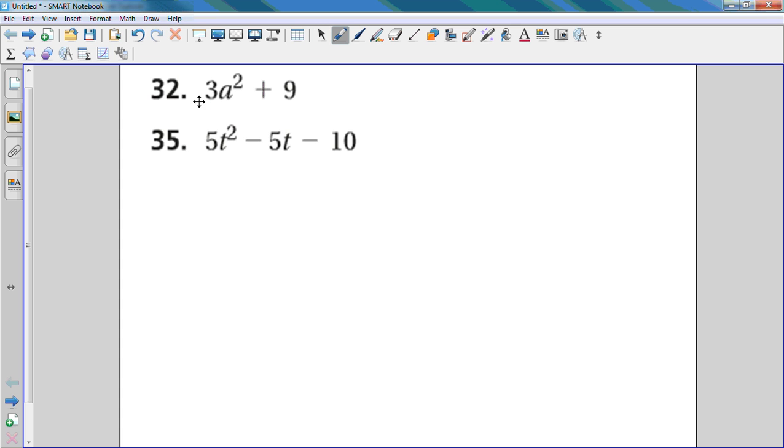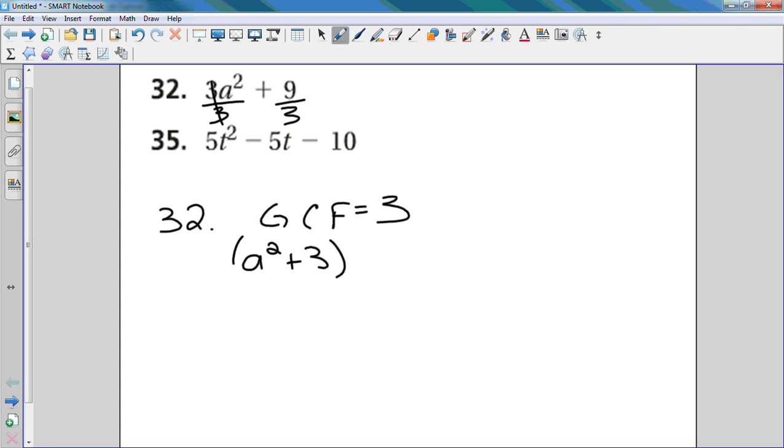So that's your first answer for number 32. They asked for your greatest common factor. So you would put GCF is 3, divide both sides by 3, and I'm left with a squared plus 3. So if I would distribute that 3, now, a squared plus 3 is irreducible. So that's your final answer.